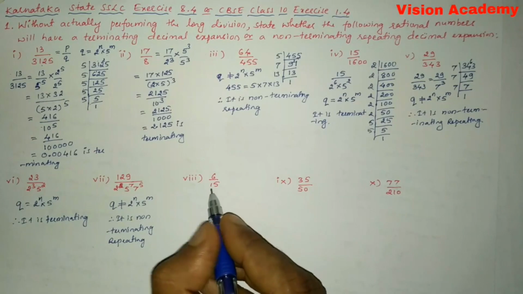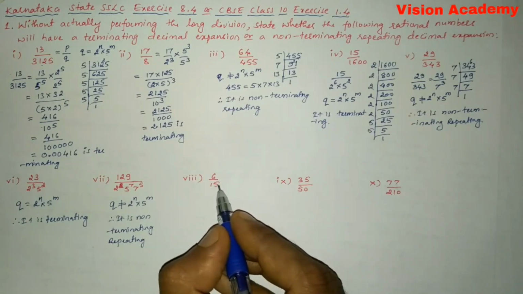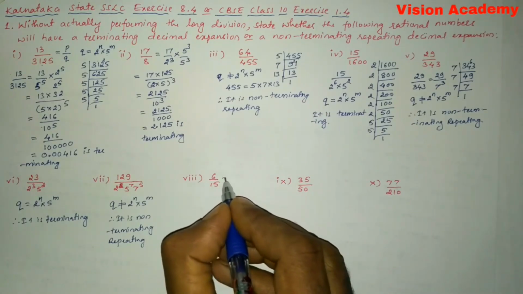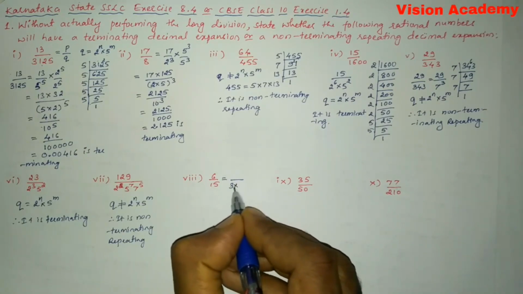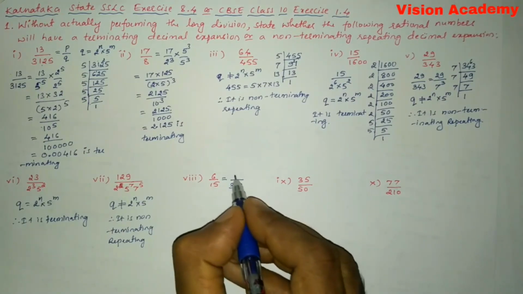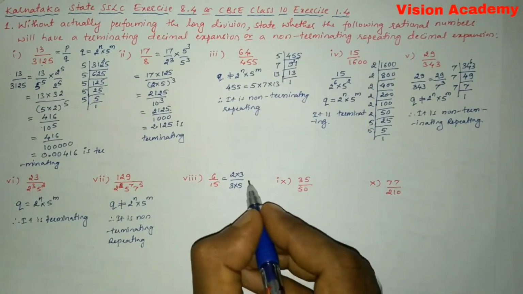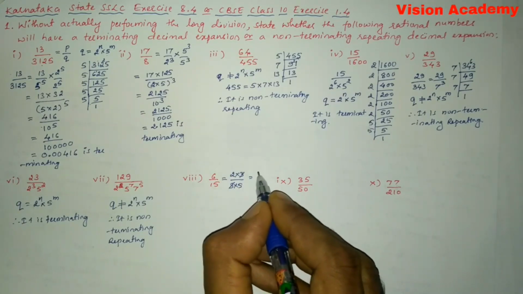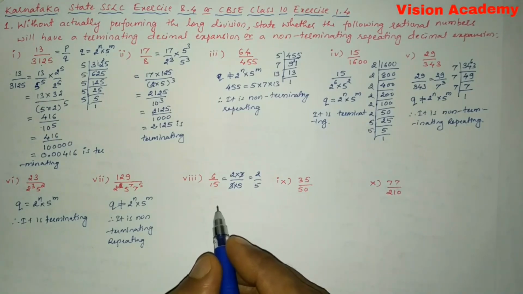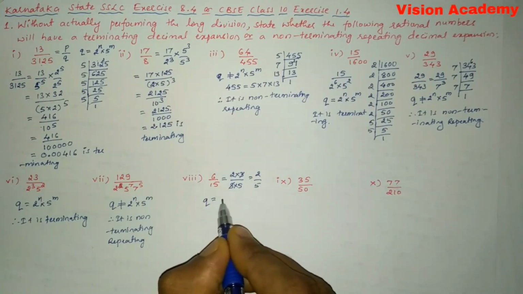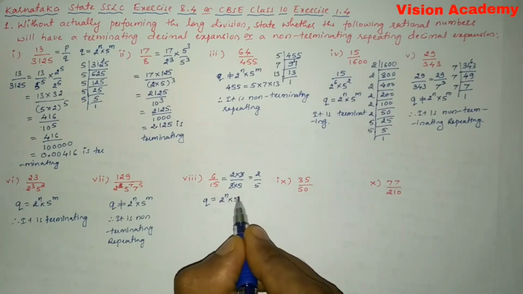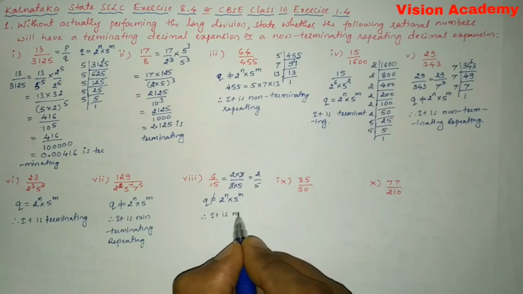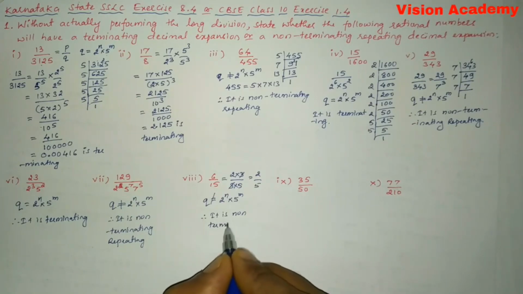Now let us move on to the 8th one, that is 6 divided by 15. The same can be written as 15 equals 3 into 5, 2 prime factors, and 6 can be written as 2 into 3. Here we can go for cancellation, so 3 will get cancelled. We remain with 2 divided by 5. Since denominator q is not in the form 2 to the power n into 5 to the power m, therefore it is non-terminating.